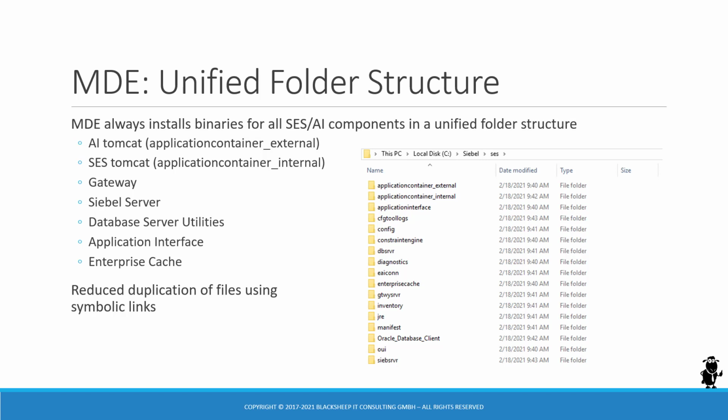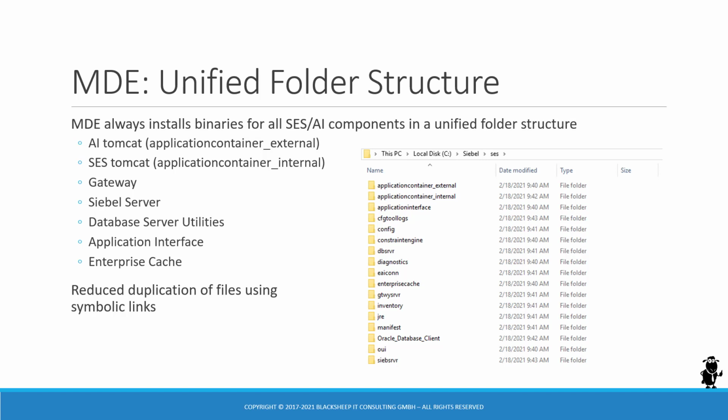You can see from the screenshot the gateway server folder, the Siebel server folder, the database server utilities folder, application interface folder, even enterprise cache, and, a bit surprising, constraint engine, which was sunsetted even before it was GA, but the folder's still there. Ignore it. This folder structure is always the same, no matter what you install.